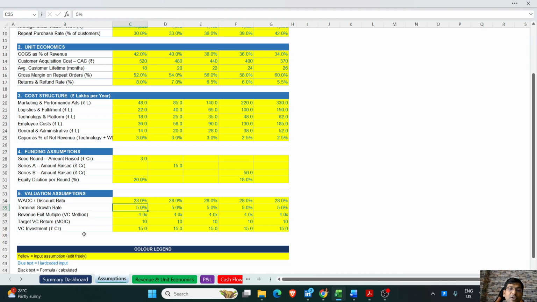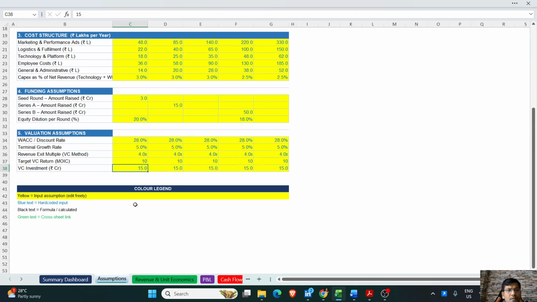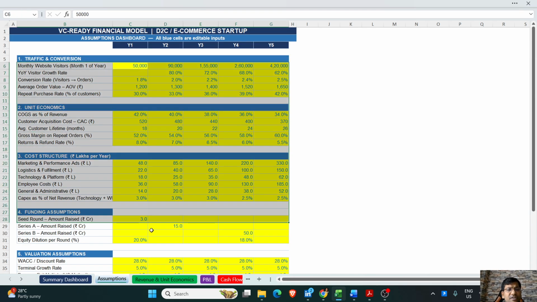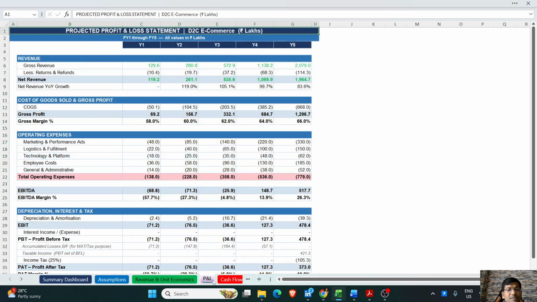We also have something called the VC method. So let's say there is an IPO. At the IPO, the company is assumed to get a valuation of 4 times the revenue. The multiple on invested capital will be 10x and the VC investment will be 15 crores. So these are all the inputtable cells which the user sets. On this basis, we can build a profit and loss account for the business.